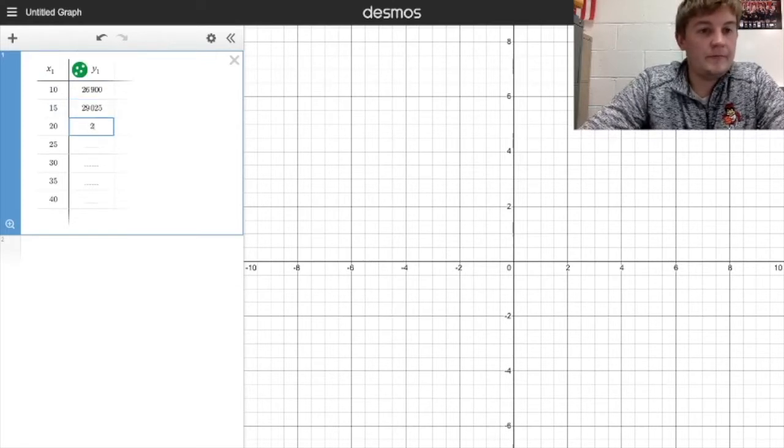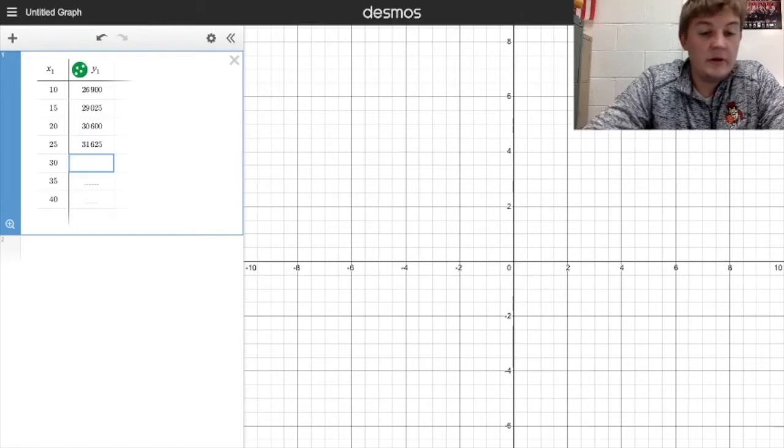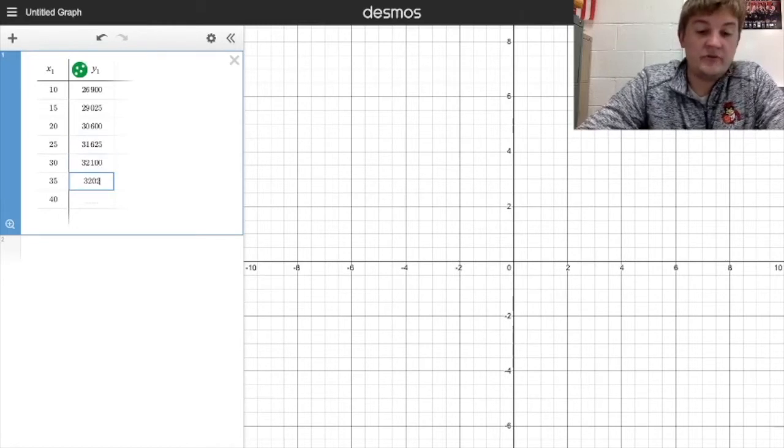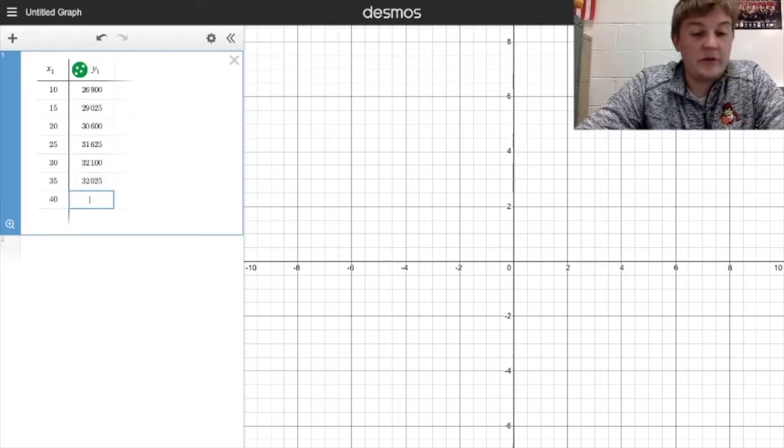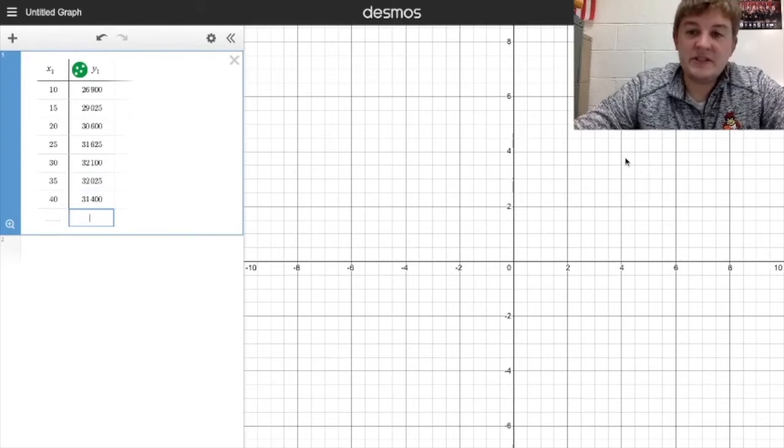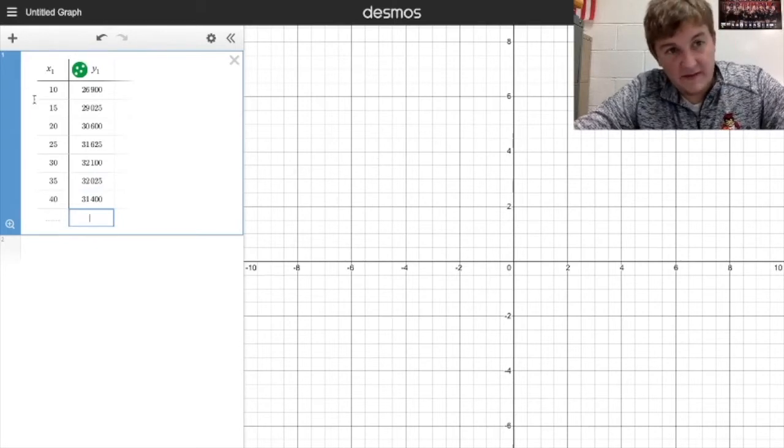30,600, 31,625, 32,100, 32,025, and 31,400. Okay. The problem is, my x and y axes don't really fit this data, because my data goes all the way to the 40s on x and into the several thousands on y.